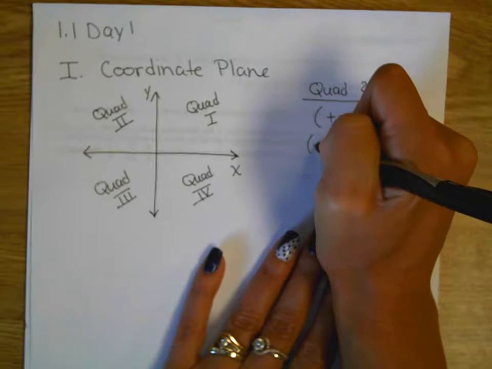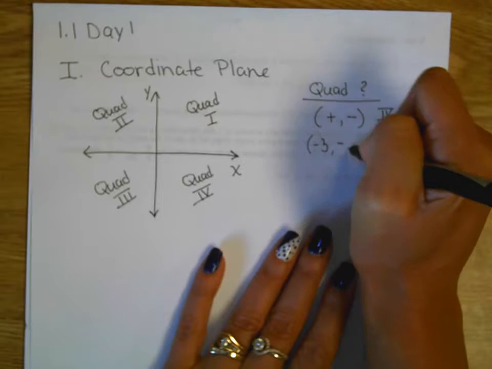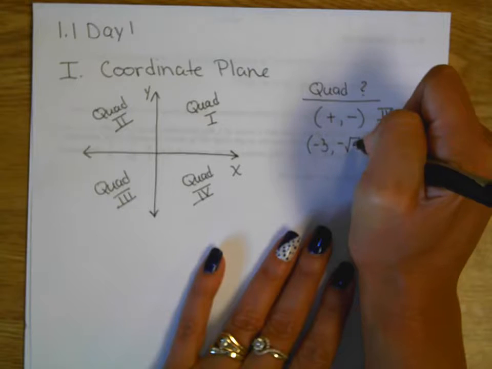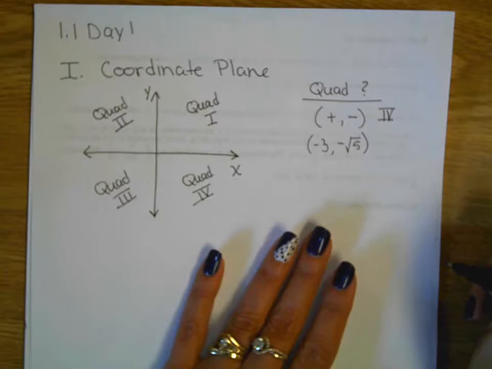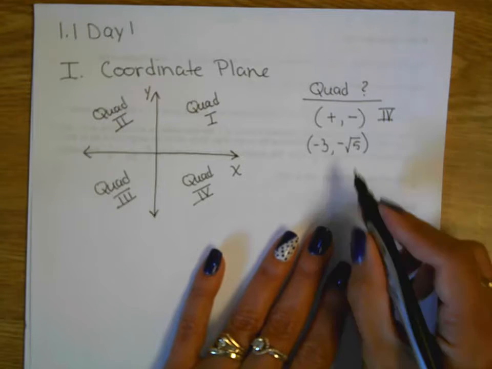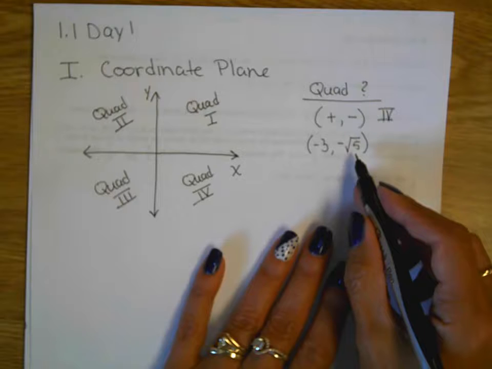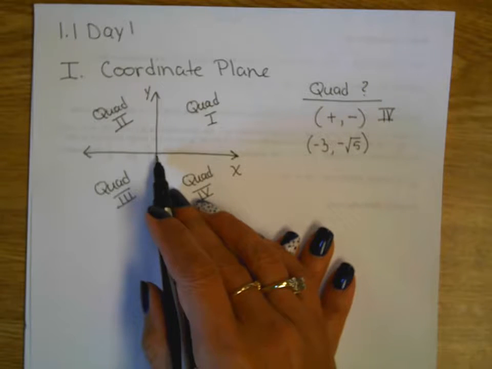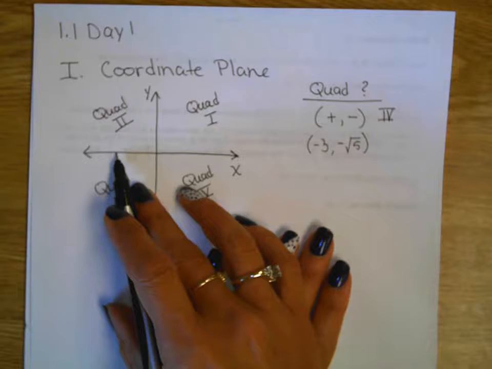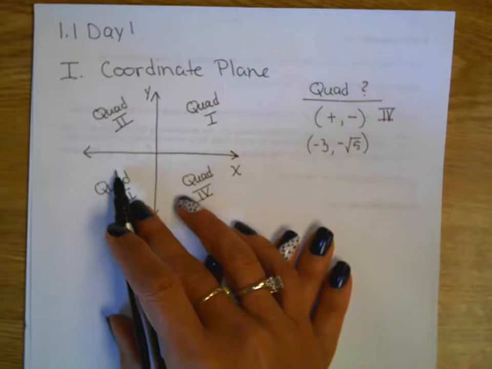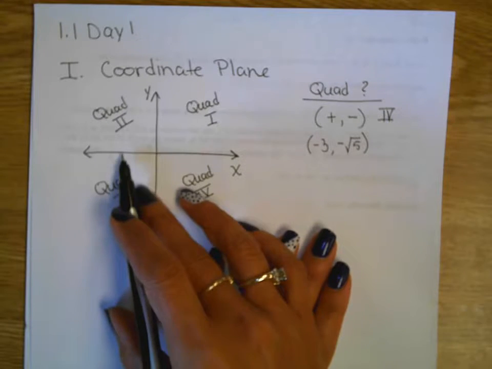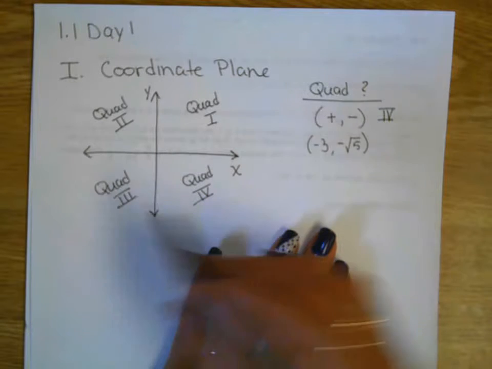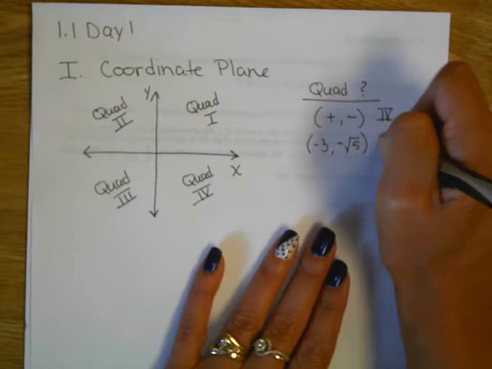Okay, let me challenge you. -3, negative square root of 5. And all I want to know is quadrant. Don't let that square root scare you like it does a lot of people. -3 means I'm going left. And that negative Y value just means I'm going down. Square root of 5 is like, what, 2 point something? 2 point something, because 2 squared is 4. It's a little over 2, but 2 point something. So still down. So we're in quadrant 3.